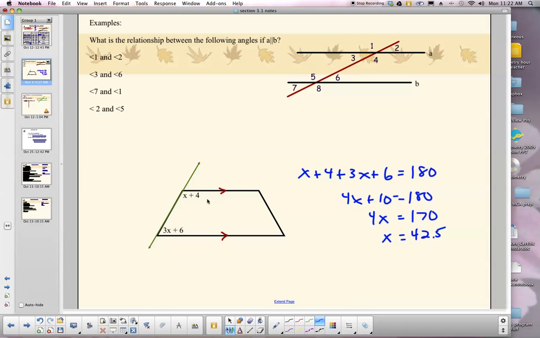So 42.5 plus 4, the measure of this angle would be 46.5. And this one you'd take 3 times 42.5, and that would give you 127.5, plus 6 would give you, oh, I missed it. So it would be what, 133.5. Yes, because that would add up to 180. Okay? So that's how that goes.